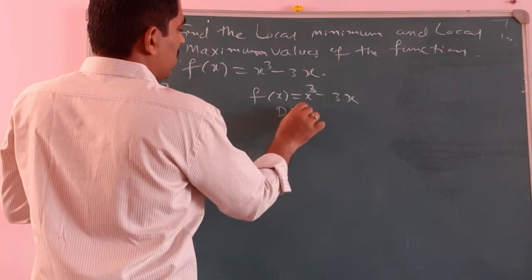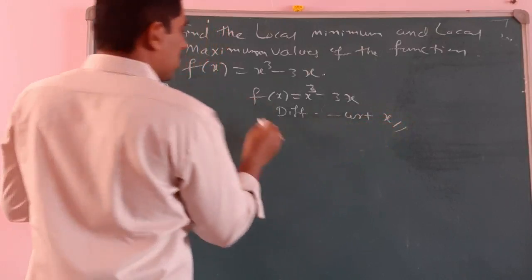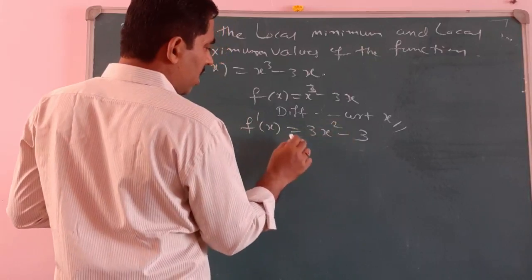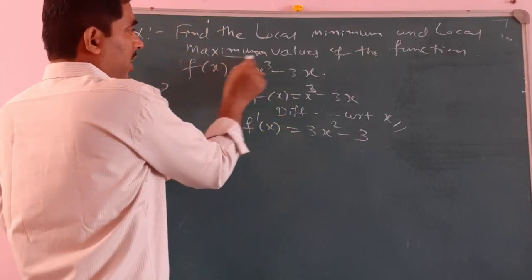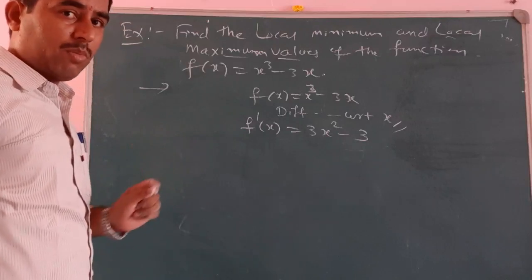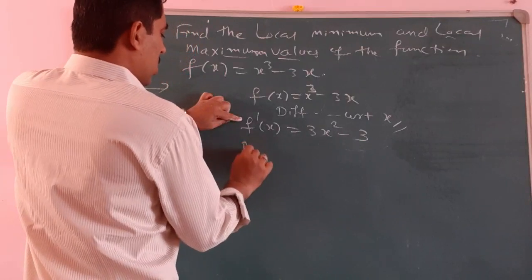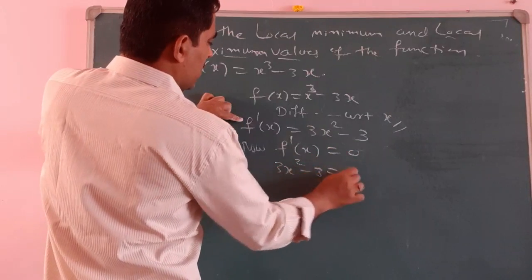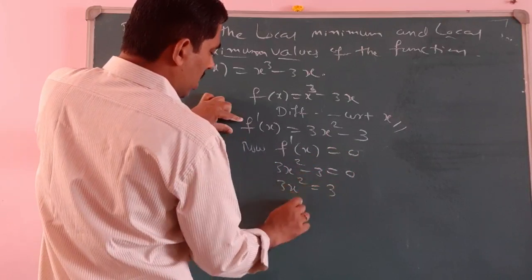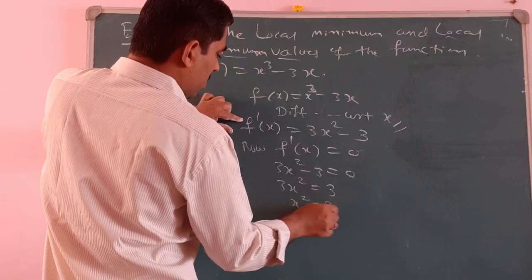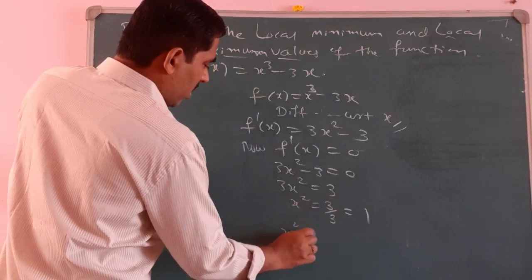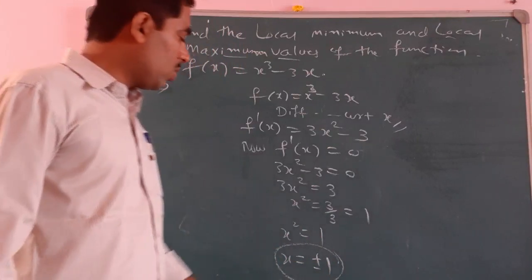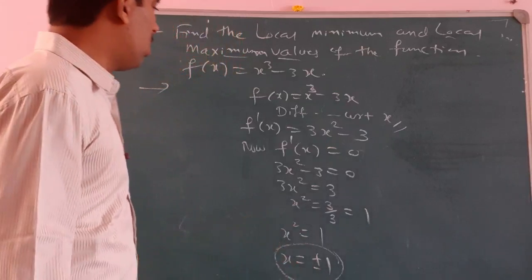Differentiate with respect to x, so we get f dash x. The derivative of x cube is 3x square, and the derivative of 3x is 3. Before getting the values, we have to find the local minimum and local maximum points. Equate the first derivative to 0: 3x square minus 3 is equal to 0, or 3x square is equal to 3, or x square is equal to 3 divided by 3, which is 1. So x is equal to plus or minus square root of 1, that is plus or minus 1. So I get two values, x is equal to plus 1 and x is equal to minus 1.